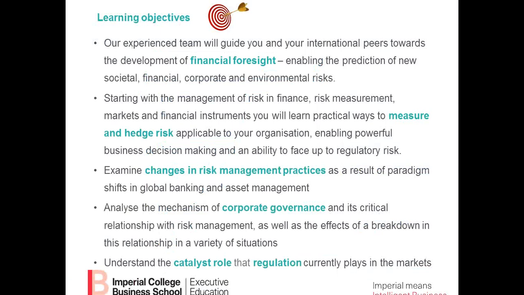What are the learning objectives? So, as I mentioned earlier, one of the things that we would like to equip you with is financial foresight. What I mean by that is we expect more than just equipping you with statistical tools. We expect to do more than just equipping you with the basic understanding of financial markets. We want to help you understand the dynamics in financial markets, but also societal, environmental dynamics that help you anticipate risks and look, in a sense, through the windscreen as opposed to the rearview mirror.